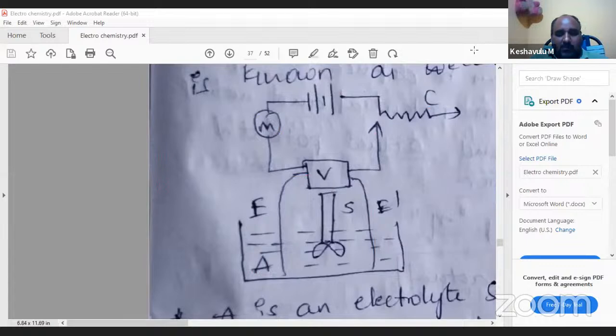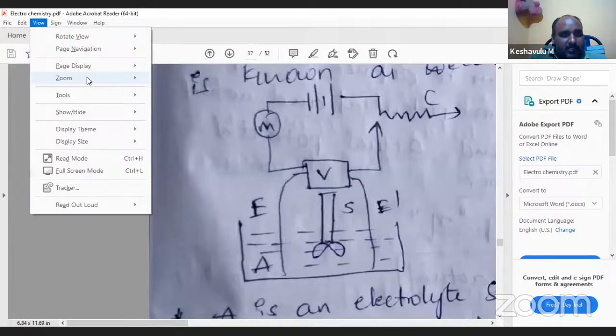So we'll see, after this experimental setup, we can get the voltage values and current values. If we plot the graph, we can get one diagram. So I will show this diagram.